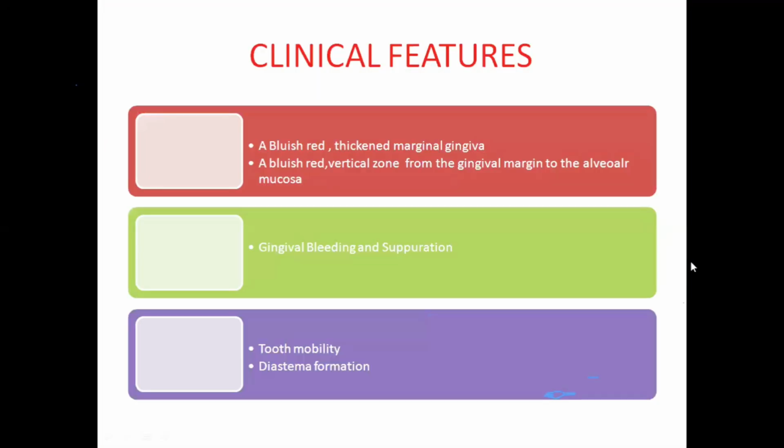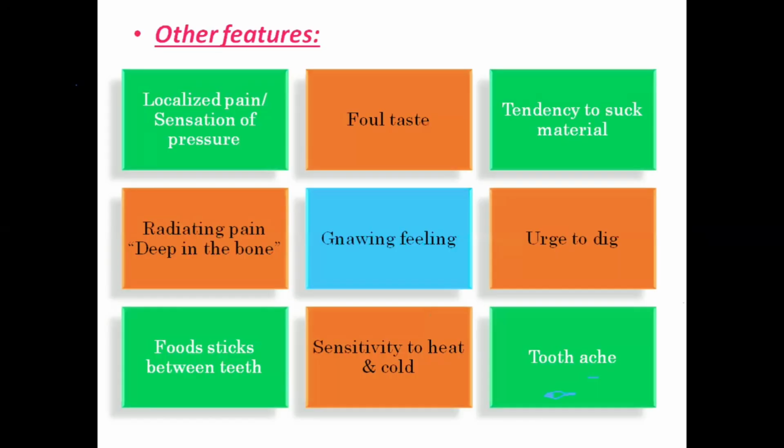Now, what are the clinical features of a periodontal pocket? The most important clinical feature, most of the time, is bluish red thickened marginal gingiva. It can happen in the form of a bluish red vertical zone from the gingival margin to the alveolar mucosa. There will be gingival bleeding and suppuration. There can be tooth mobility and diastema formation. There will be localized pain and sensitivity to pressure.